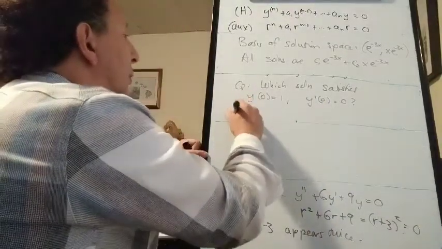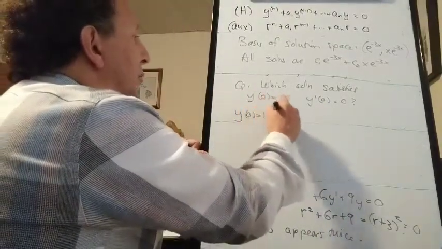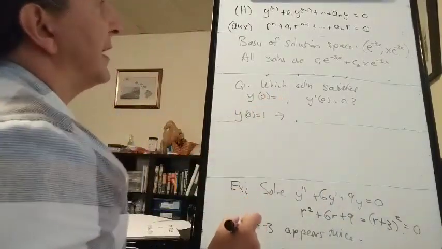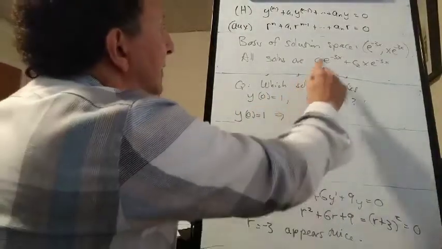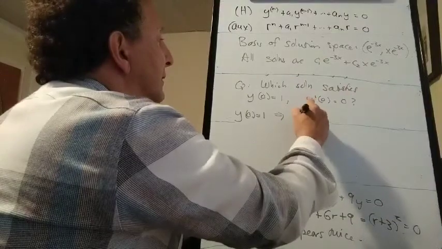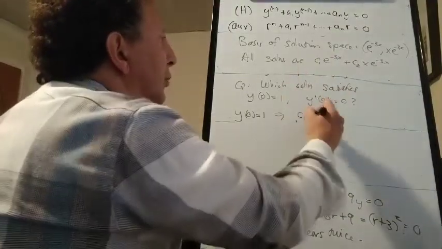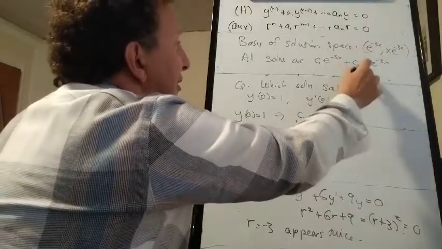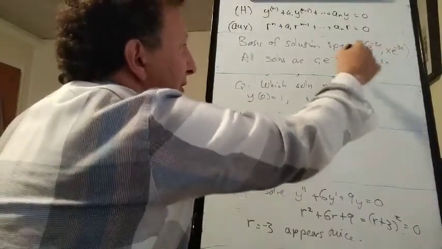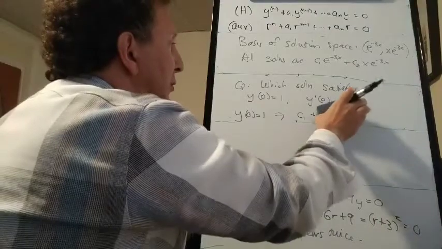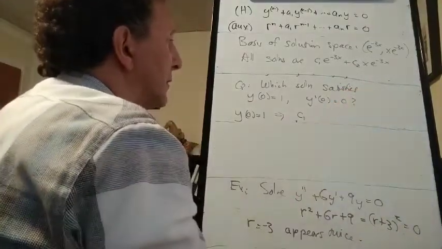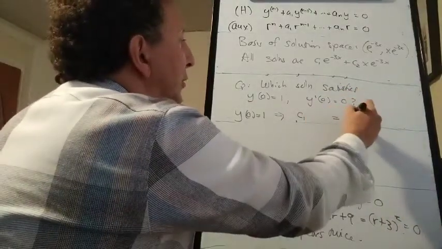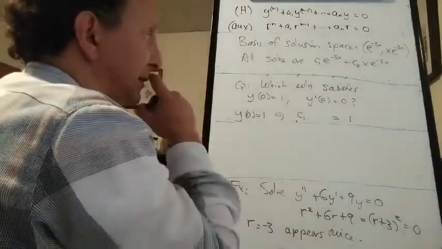Well, y of 0 being equal to 1 implies that c1 e to the 0th, which is just 1, plus c2 times 0 times e to the 0, that's going to be 0. So c1 equals 1. Well, that's easy. c1 is 1.